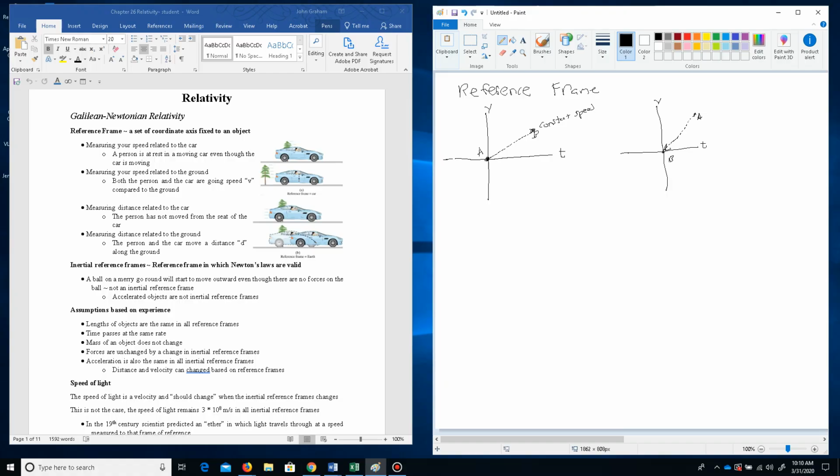So if we look at an example where we have a ball and a merry-go-round, the ball will start to move outward even though there are no forces on the ball. If you have a merry-go-round, or one of those things where they have places to hold on to and kids love spinning it around, and you have a ball here, it's going to be forced to the outside as this thing spins, even though there's no actual force forcing it to the outside. And so this is not an inertial reference frame.